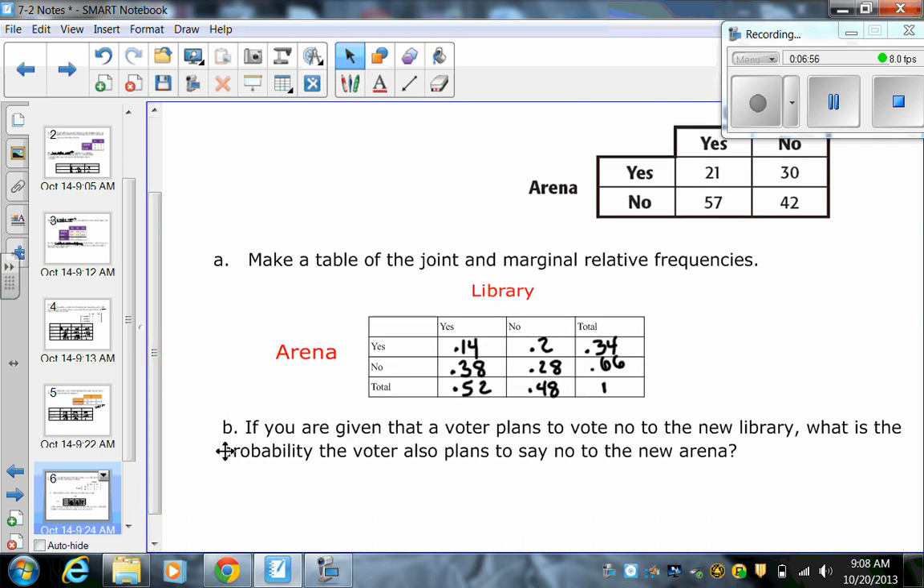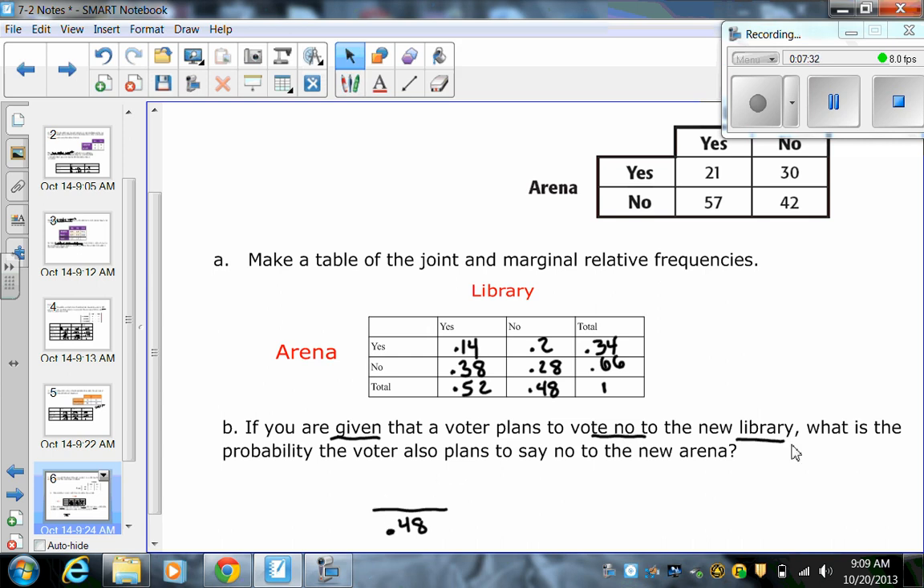Then it says on part B, if you're given that a voter plans to vote no for the new library, what is the probability that the voter plans to say no to the new arena? So this is a conditional relative frequency question. So I know that they're planning on voting no for the library. So that means I'm only looking at this column now. I know for sure that they're voting no, because I'm given that they vote no to the library. So that automatically tells you that your bottom number on your probability is going to be 0.48.